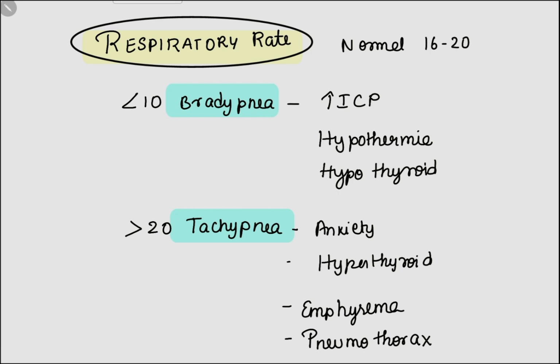Next, respiratory rate. Normal is 18 to 20 per minute. Less than 10 is bradypnea. More than 20 is tachypnea. You can see bradypnea in increased intracranial pressure, hypothermia, hypothyroid. A respiratory rate of more than 20 per minute is seen in anxiety, hyperthyroid, emphysema, pneumothorax.